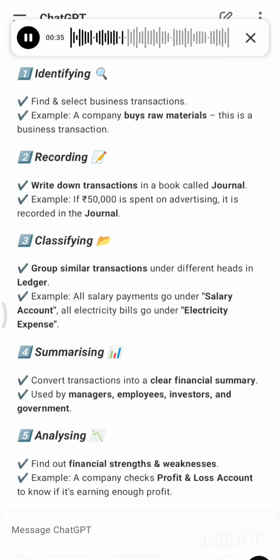Classifying. Group similar transactions under different heads in the ledger. Example, all salary payments go under the salary account. All electricity bills go under electricity expense. Summarizing. Convert transactions into a clear financial summary used by managers, employees, investors, and government.